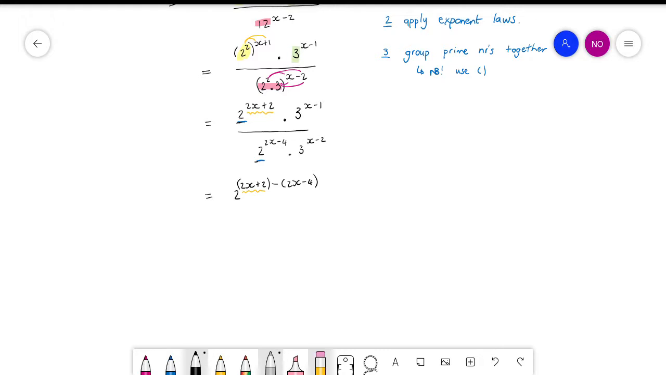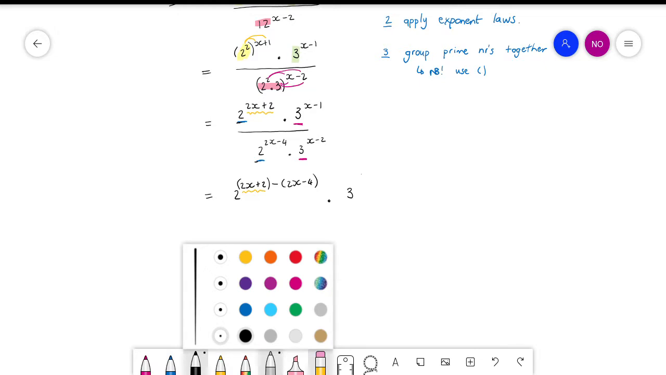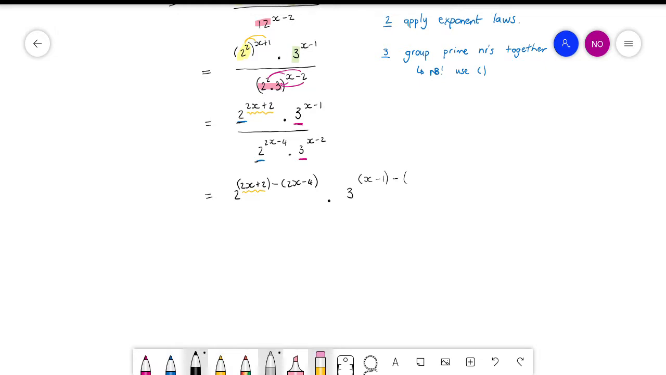Okay, quickly attempt to do the 3 as well. So the base 3. Okay, so we have 2 occurrences of the base 3. One at the top, one at the bottom. So, weer eens deel ek. Nou, onthou, wat sê my exponent wette vir my wanneer ek deel? Dan trek ek die exponente van mekaar af. So, ek gaan hê x minus 1 minus x minus 2. Once again, make sure you use your brackets.